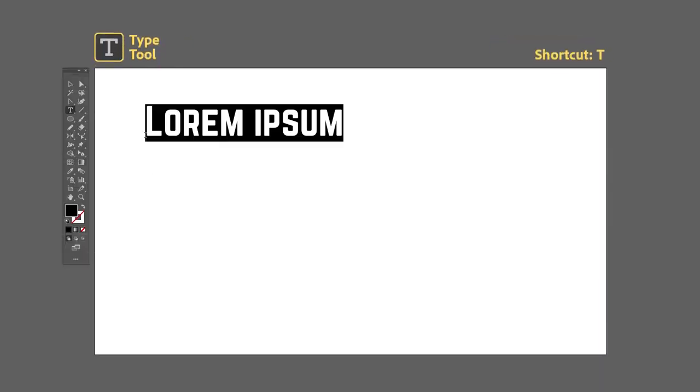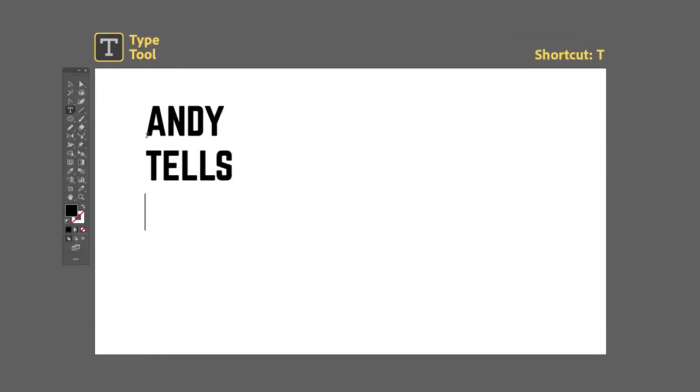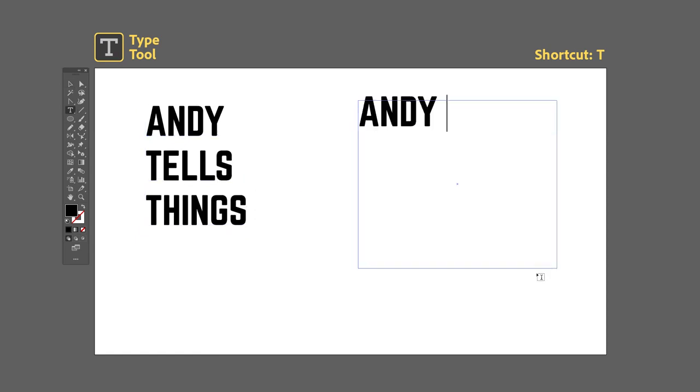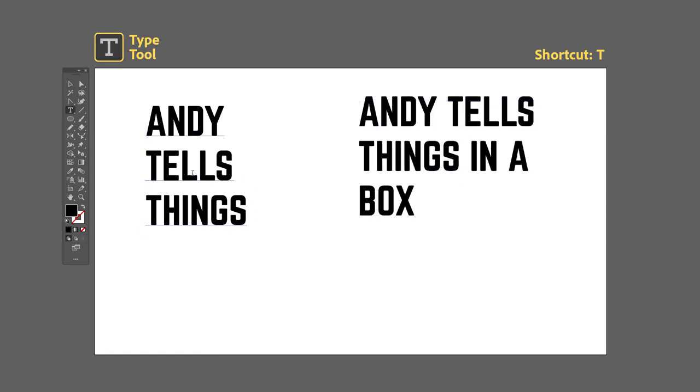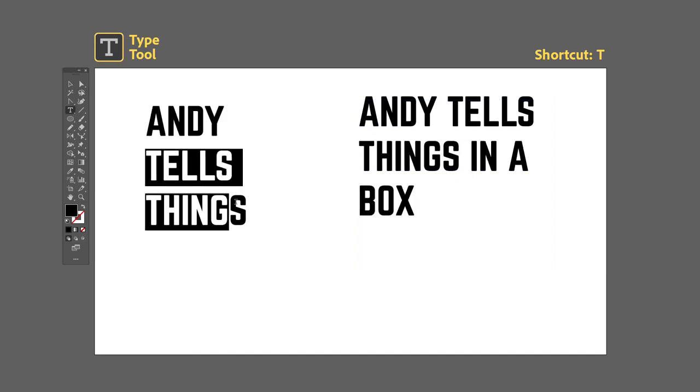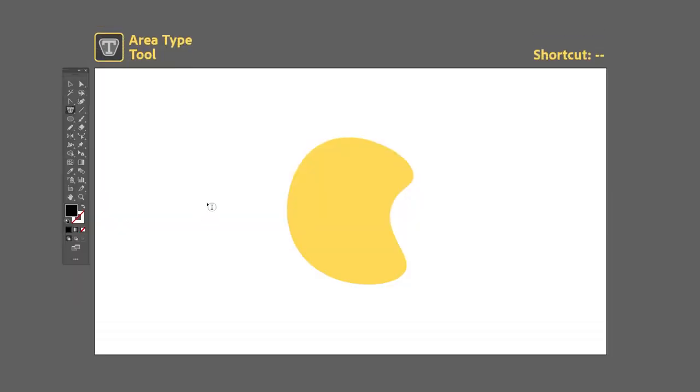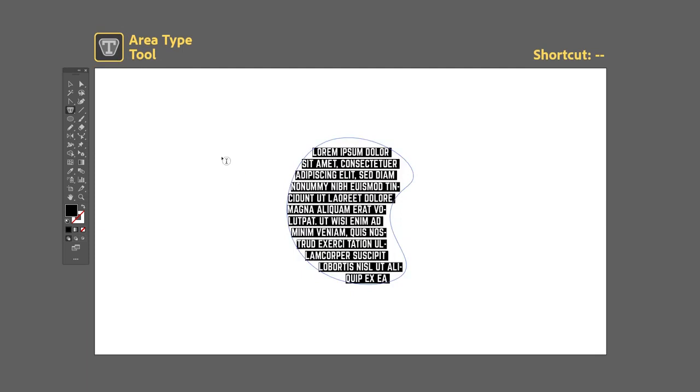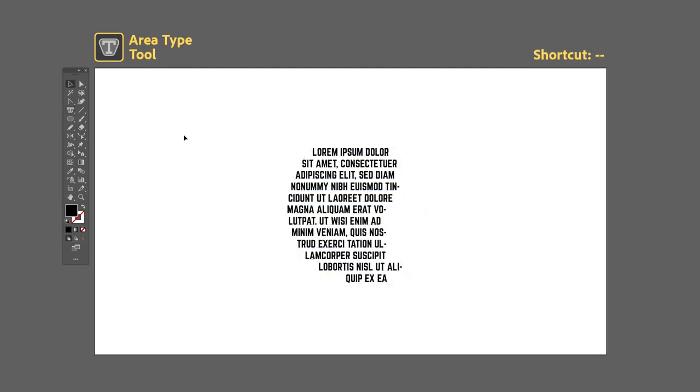The Type tool. Shortcut is the letter T. Click anywhere to add text. Clicking and dragging will create a text box. Click on top of already existing text to edit it. The Area Type tool. No default shortcut. Click on a path to create text inside it.